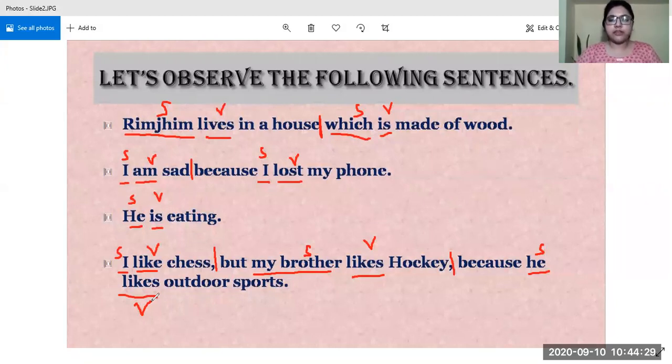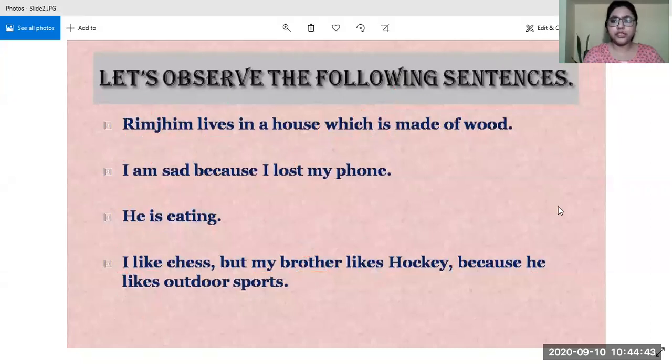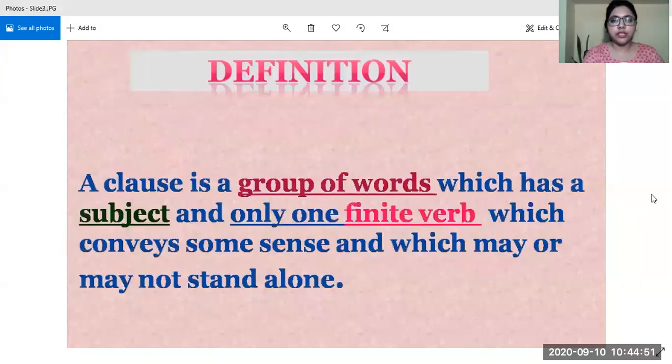Now these divided parts of the sentences, that part is known as a clause. Okay, this is what we are going to deal with today, that is the clauses. So let us look into the definition of the clause and then we'll understand it in a better way. A clause is a group of words which has a subject and only one finite verb which conveys some sense and which may or may not stand alone. Okay, it can convey some sense also, and it can convey full complete sense also. When it is standing alone, then it makes a complete sense, and when it doesn't stand alone, then it conveys some sense or partial sense.